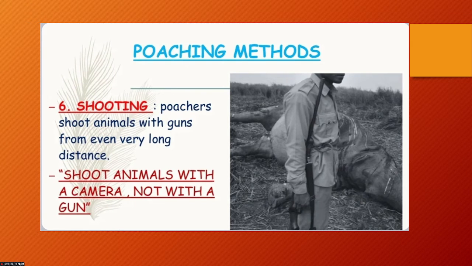Now the next is shooting. In this, poachers shoot animals with guns from a very long distance. They use modern guns and they kill the animal without even being noticed. The animals don't even notice the poachers coming nearby and they get killed. This is different from shooting animals with a camera, not with a gun. That is usually done for trophy hunting also, to just take a picture that they have hunted such a large animal.